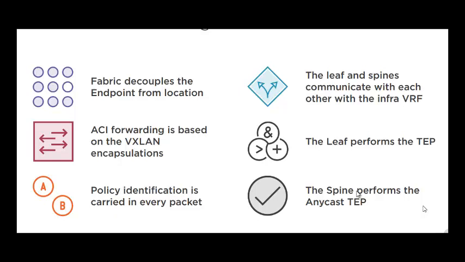So it is the infra VRF which is going to be used for leaf spine communication. Next, leaf performs the tunnel endpoint address. So leaf is the one which is going to have the complete policy end to end for a traffic to go from one leaf to another leaf if it is coming from one particular source.